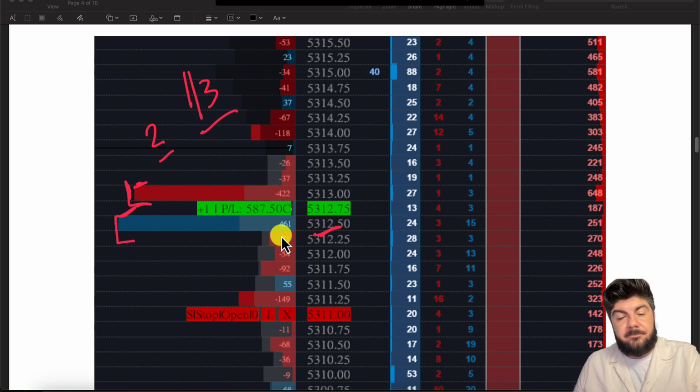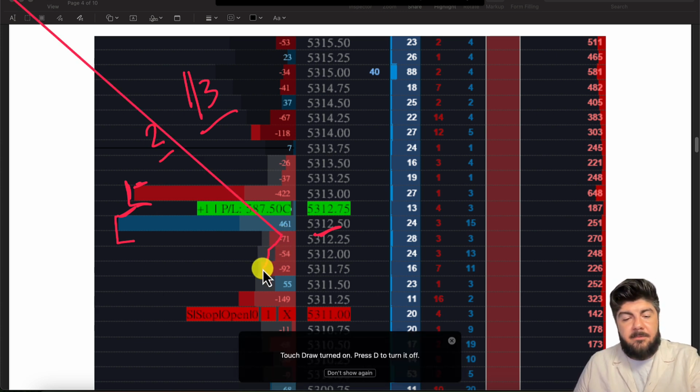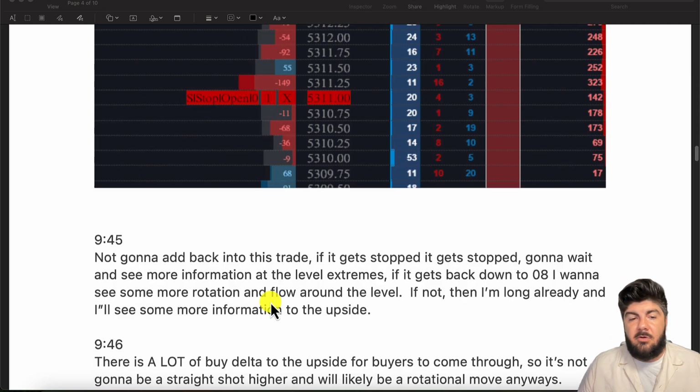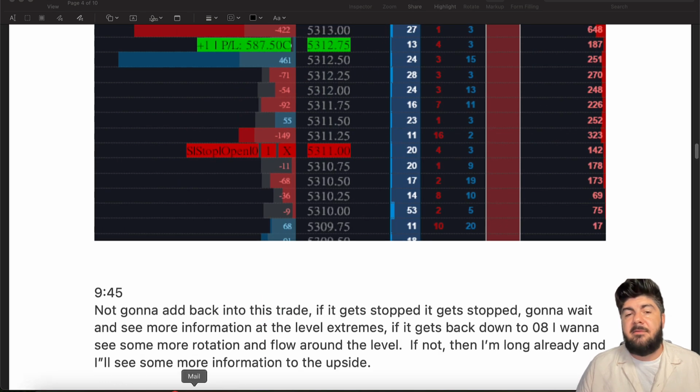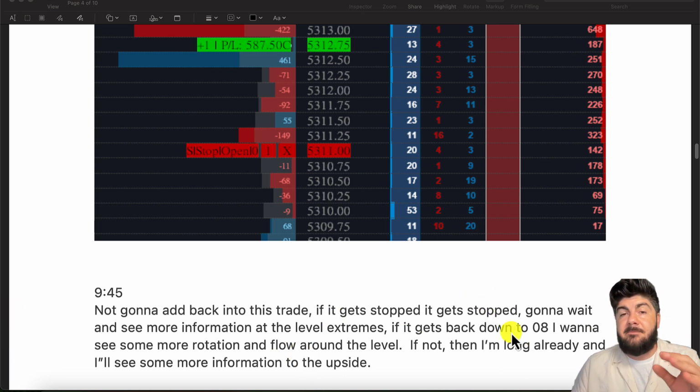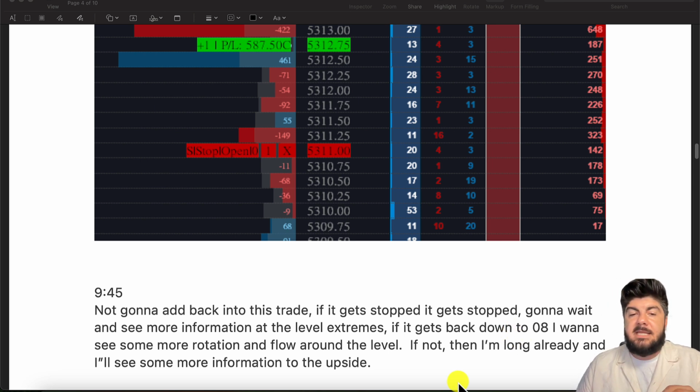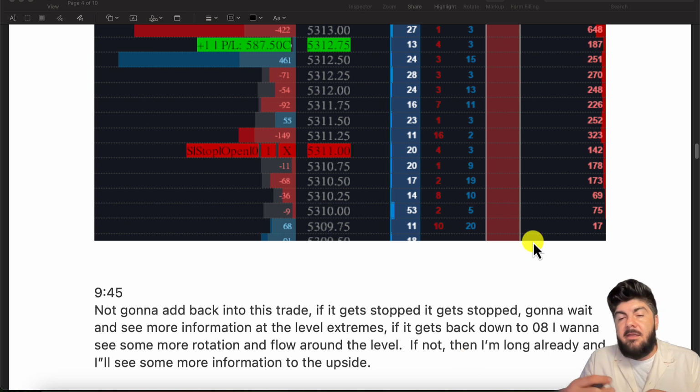All right, so as we continue forward here, and we scroll down, 9:45, I said I'm not going to add back into this trade. If it gets stopped, it gets stopped. I'm going to wait and see more information at the level extremes. If it gets back down to the 08, which was my daily level, I want to see some rotation and flow around that level, order flow. And if not, then I'm long already, and I'll see more information to the upside.